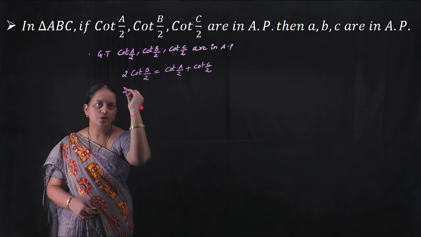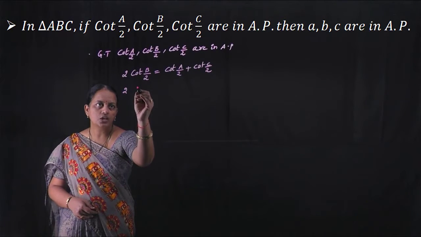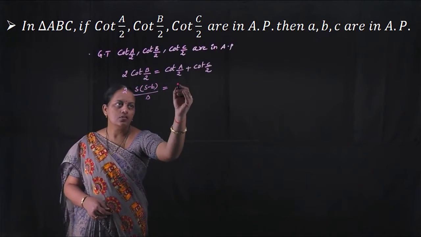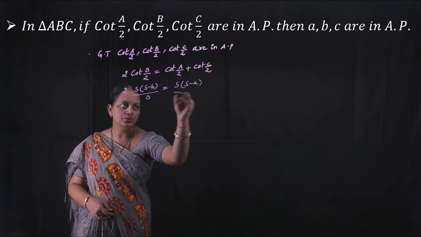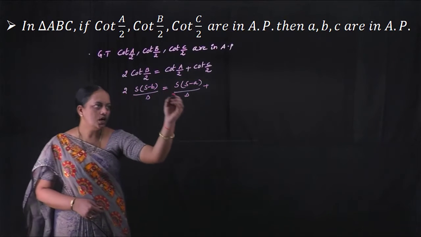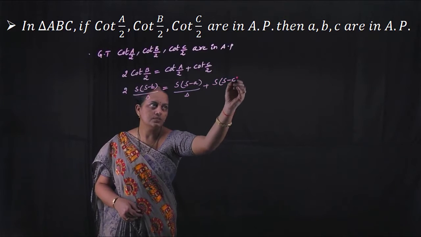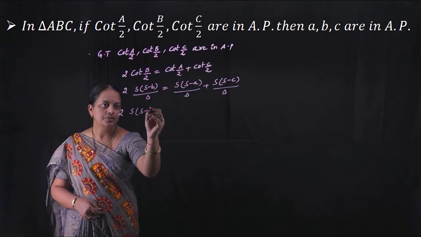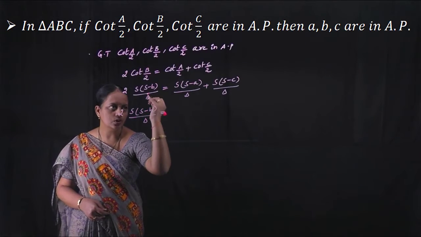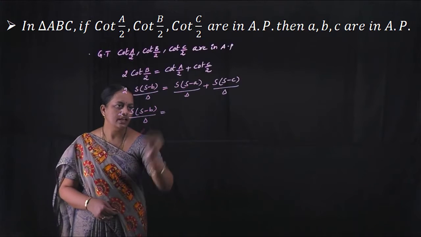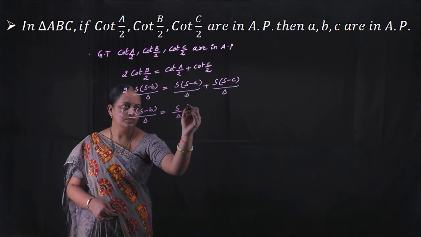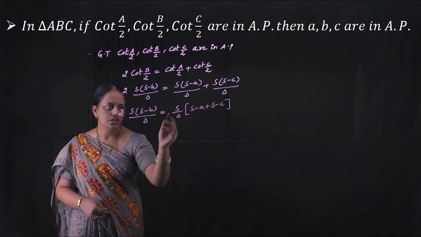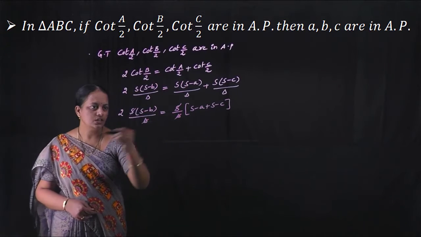By substituting the formulas, 2 times cot B/2 means S(S minus B)/delta. This is equal to cot A/2, which means S(S minus A)/delta, plus cot C/2, which means S(S minus C)/delta. From these two terms, taking S/delta as common, we get S/delta into (S minus A plus S minus C). On both sides S/delta gets cancelled.